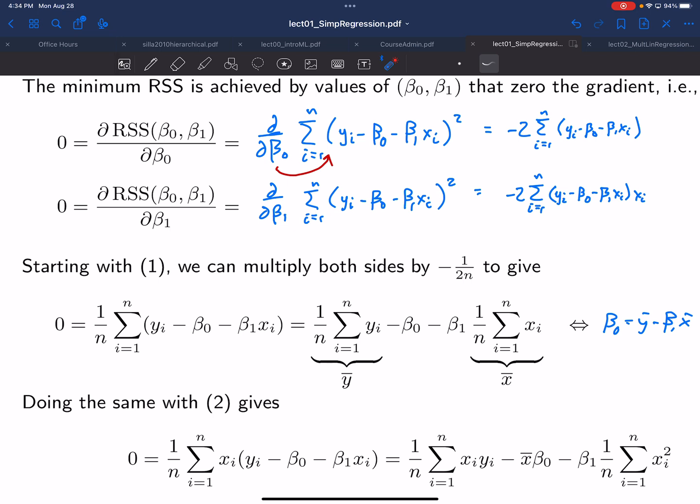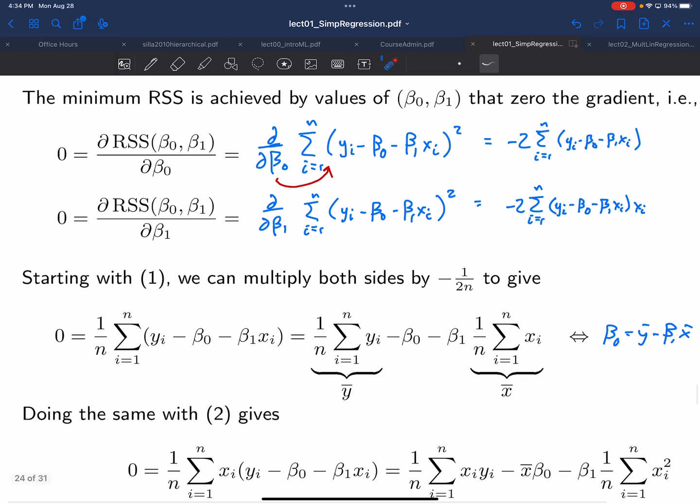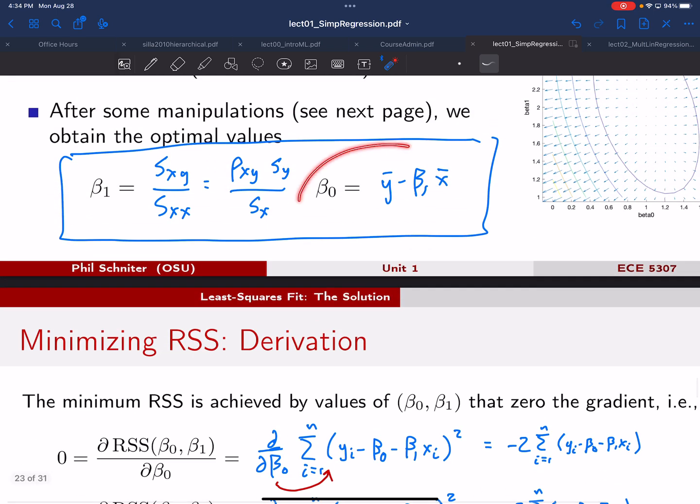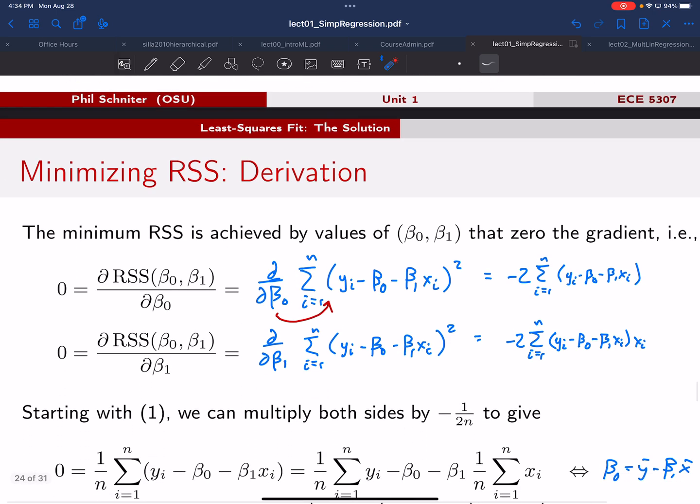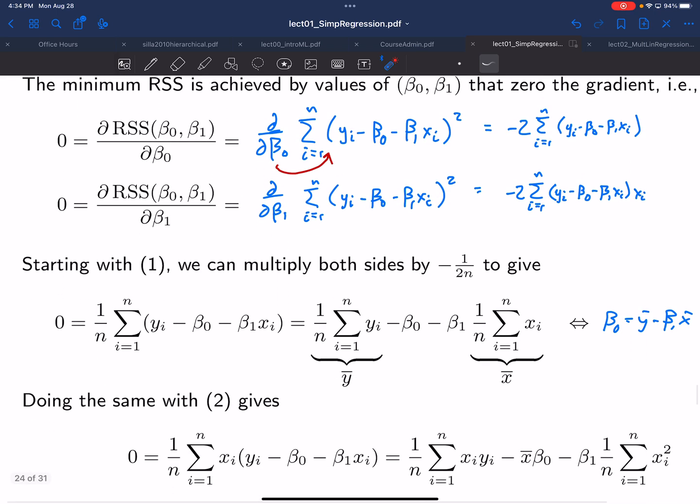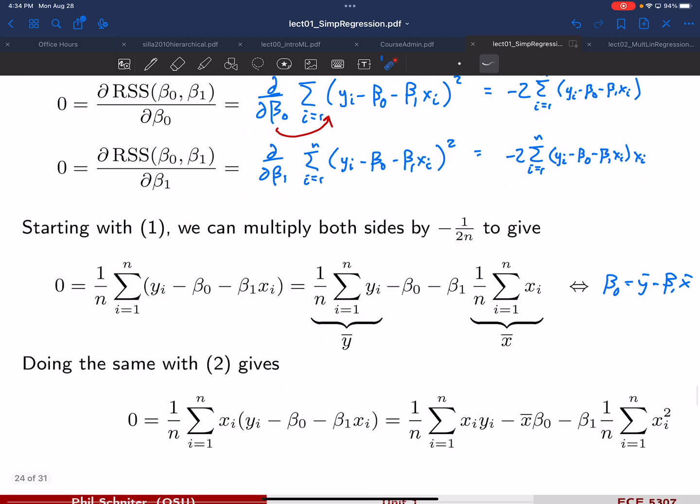Okay, is everybody good with this? Okay, and so that was actually one of the 2 equations. So we now just need to work on the other one. So I know what beta 0 is in terms of beta 1, but we still need to figure out what beta 1 is.